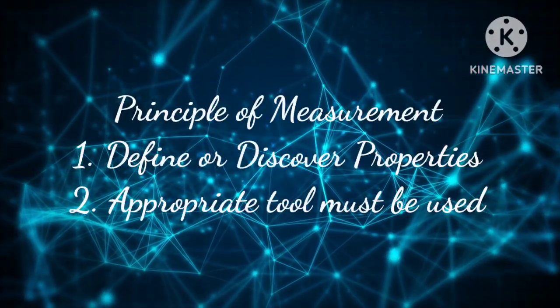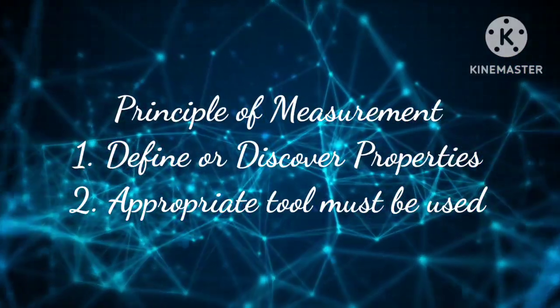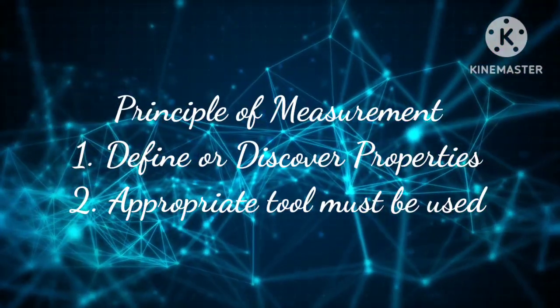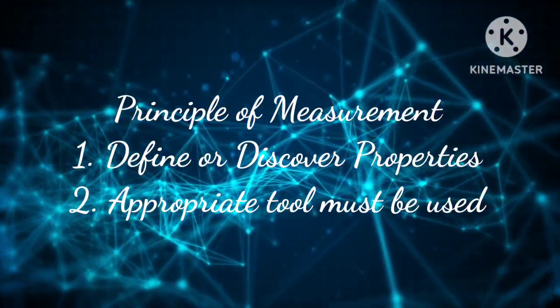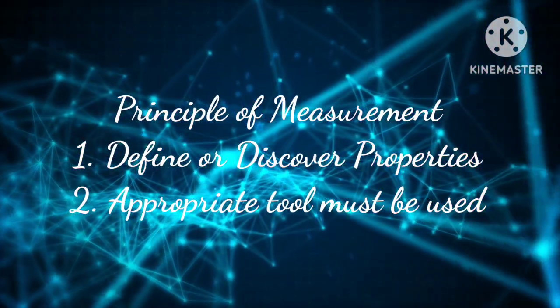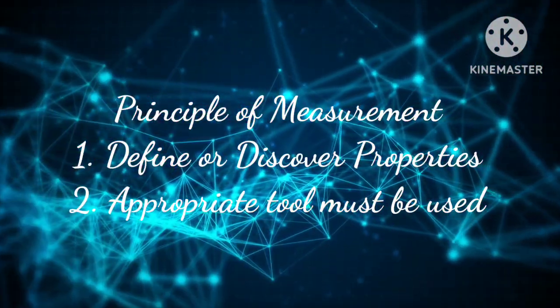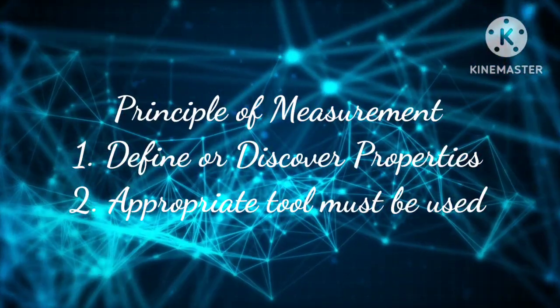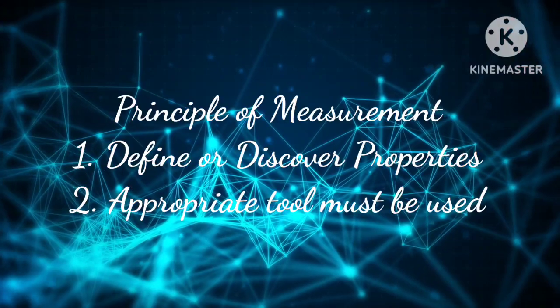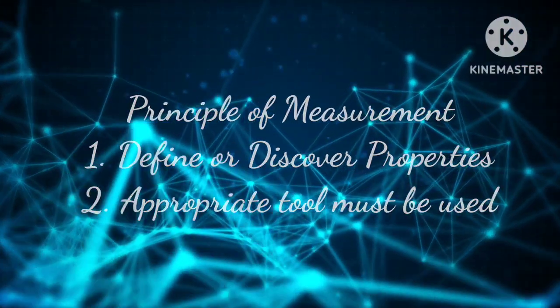There are two principles of measurement. First one is to define or discover properties, and the second one is the use of an appropriate tool. The property you want to measure will affect what measurement tool you use. For example, if you want to measure your height, you can use a ruler. But if you want to measure the diameter of a hair strand, then the ruler will not work. You need a different tool for that, and the same is applicable for nanotech.